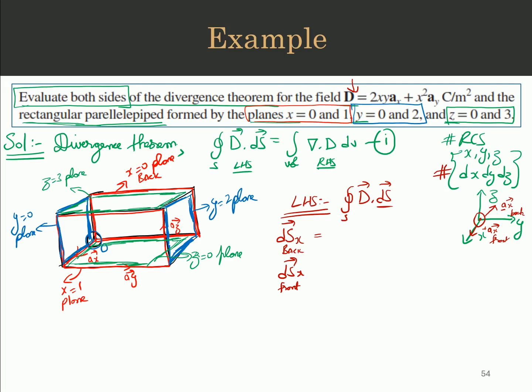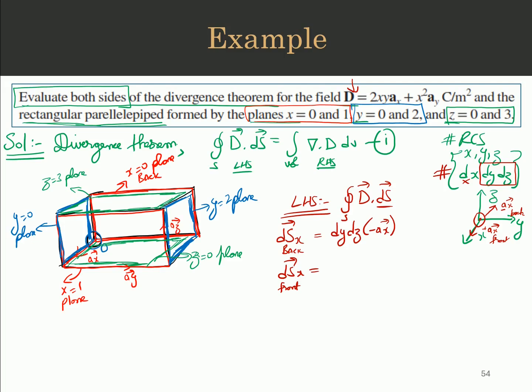Since I'm moving in the back side, I know that the face that is going to exist for the differential element will just be dy and dz, dx will not be there. So my ds of x back will have the value dy dz, and the unit vector will be minus a of x. So this is what I'm going to get.